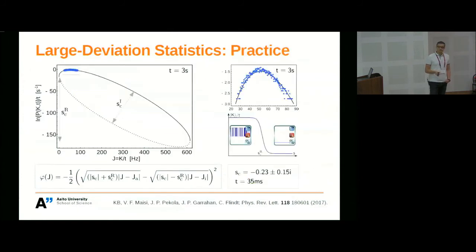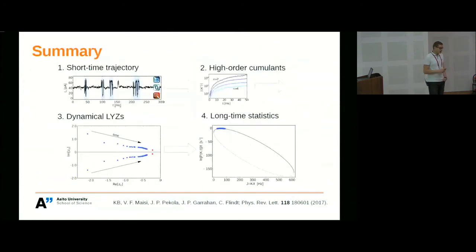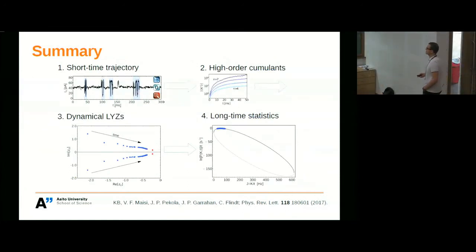Okay, I have 40 seconds left. That should be enough to give the summary. So what I was trying to convince you is that we can take a short-time trajectory of a stochastic system, calculate high-order cumulants. From those, we can indirectly infer the trajectory of leading Yang-Lee zeros as a function of time. By doing some extrapolation, we get a complex transition point. Using this complex transition point, we end up with an expression for the large deviation function. Thank you very much.